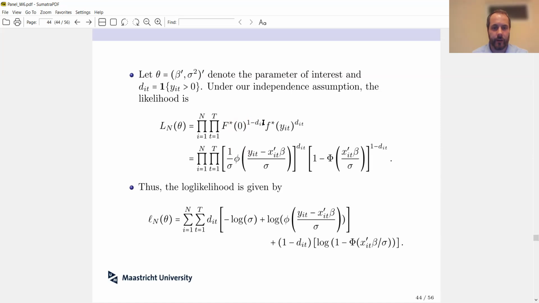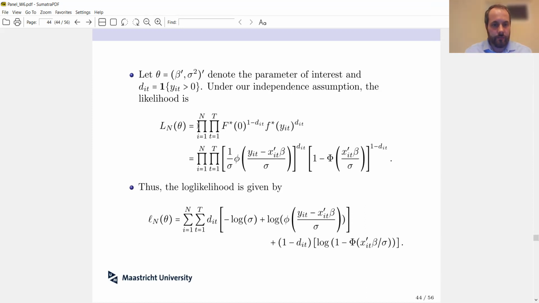So then 1 minus DIT is 1, and DIT itself is 0. So this whole part here would be simply 1. And then we just observe the CDF of y star at 0, because there's now a point mass at the point 0, because everything that is less than 0 is basically shifted into the point 0.